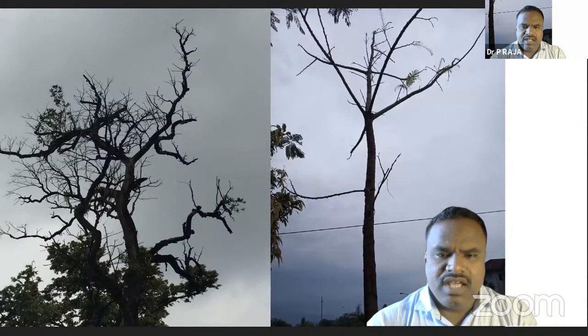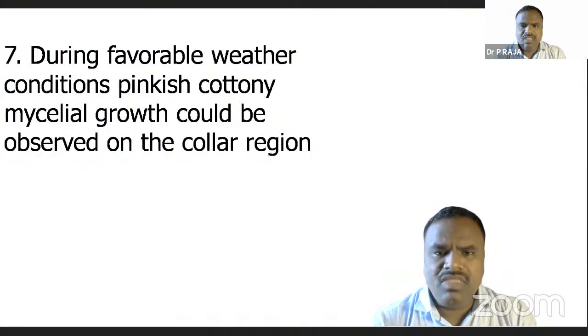Now you can see some examples here. If you dig the soil and take some roots and examine them in the laboratory, you will definitely find this Fusarium, right? When it starts attacking, it will show these wilting symptoms. And during favorable weather conditions, a pinkish cottony mycelial growth can be observed on the collar region or even on the trees.